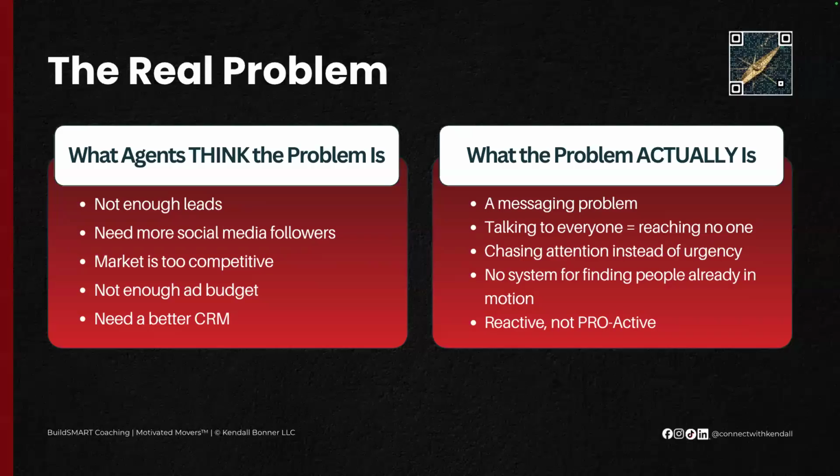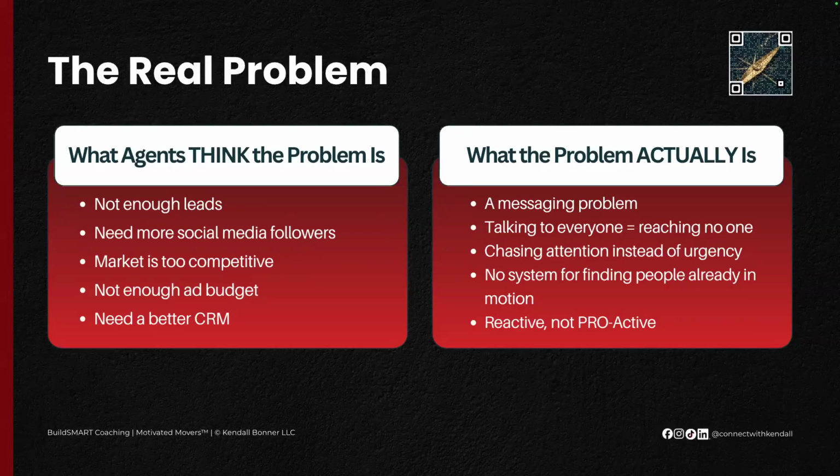Let me start here because I want to make sure that you understand what's going on here, especially when it comes to an inconsistent pipeline. Most of us have been misdiagnosing the problem, okay? When things are slow, most agents think, I don't have enough leads, I need more followers, the market's too competitive, I need a bigger ad budget, or maybe I need a new tool or new CRM or something like that.